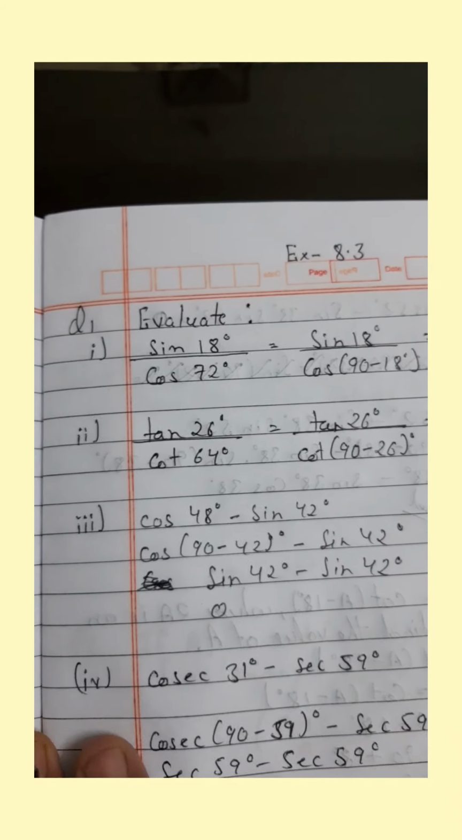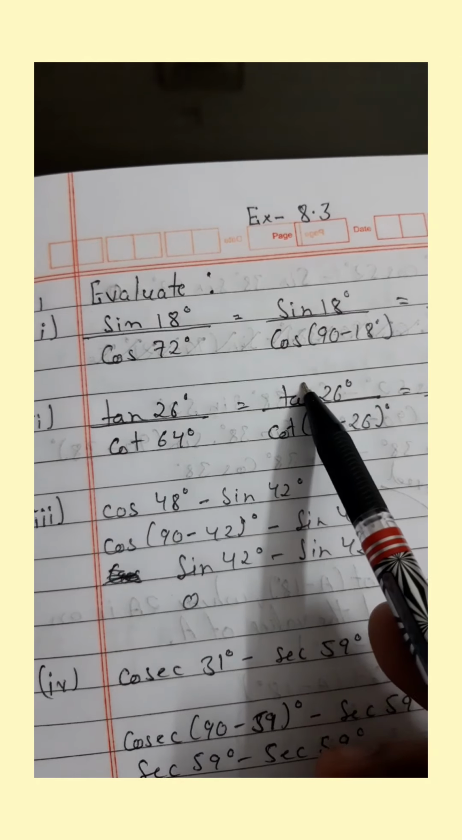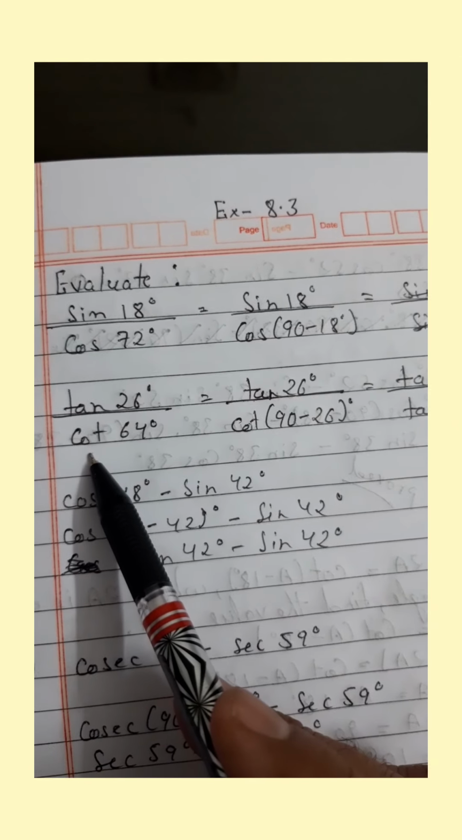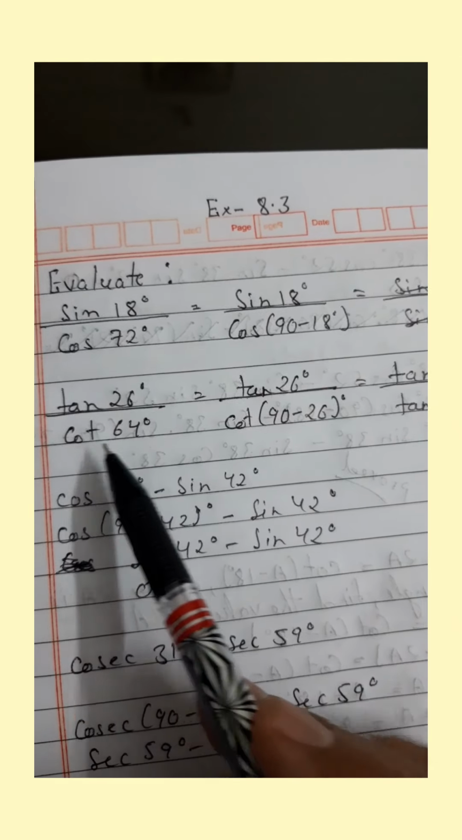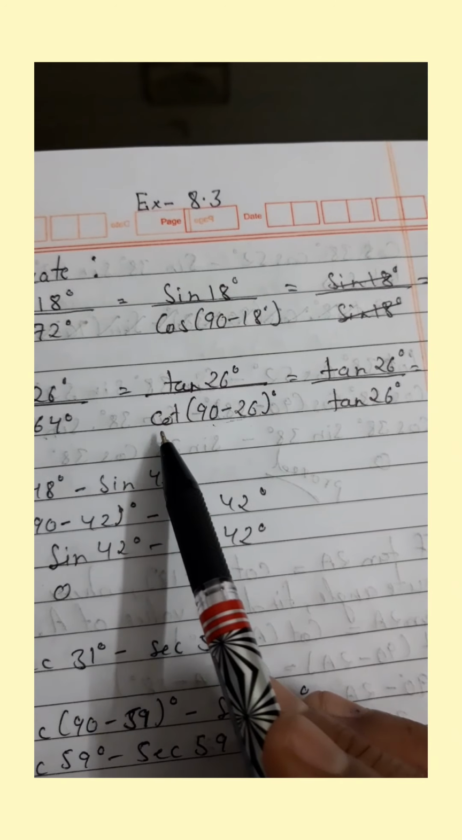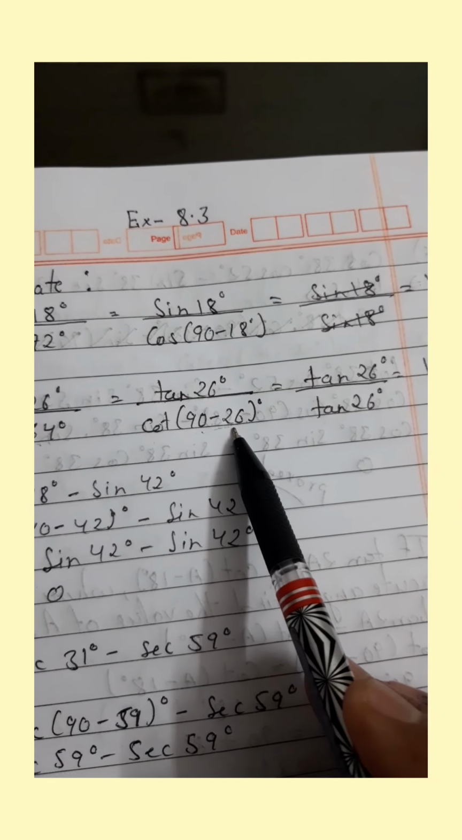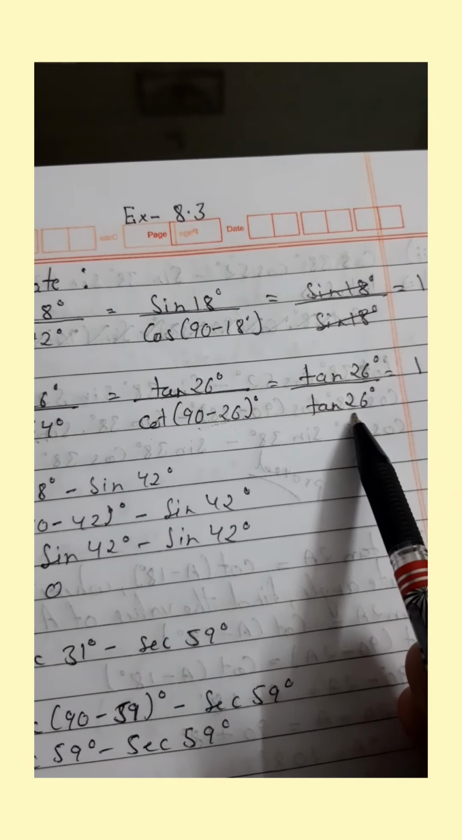Now the second part, tan 26 degrees upon cot 64 degrees. Again we have to write one part as it is, and the second part we have to convert with the help of complementary ratios. So in place of 64 we can write 90 minus 26, because when we subtract them we again get 64. So cot 90 minus 26. Now according to the trigonometric ratios, cot will turn into tan, and 90 minus 26 means this is theta, so we write it with tan. So tan 26 upon tan 26, when we cancel them, the answer is 1.